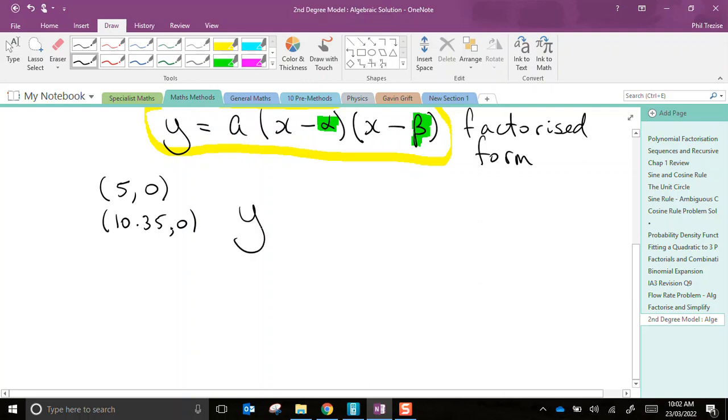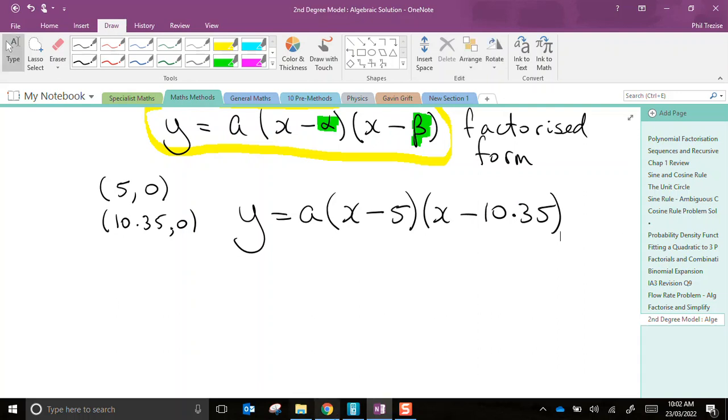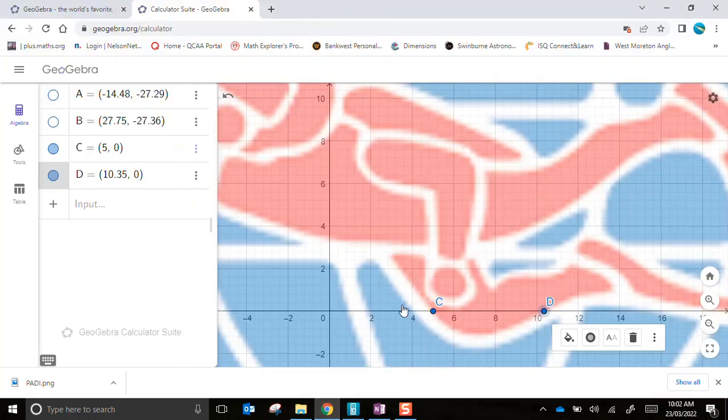So let's substitute. We don't know the dilation factor a yet, but we'd have x take 5 and x take 10.35. So we're off to a good start. We still need to find the value of a, so we would have to go back to our diagram and we'll need a third point.